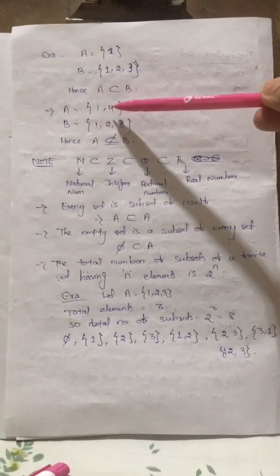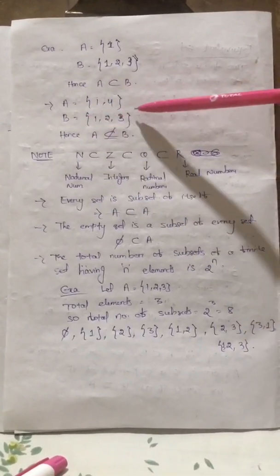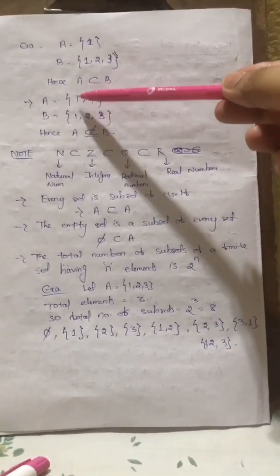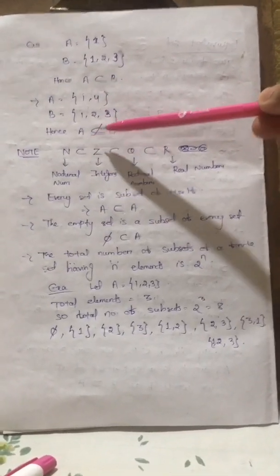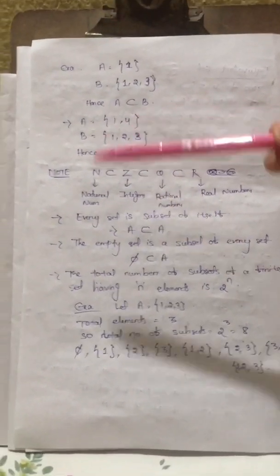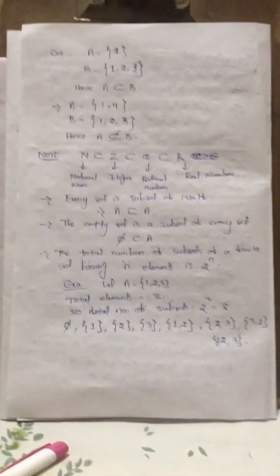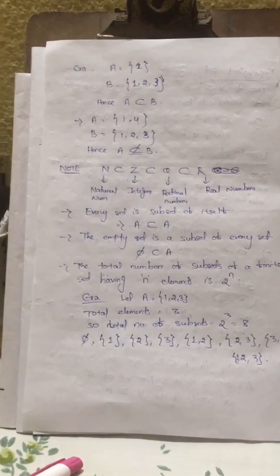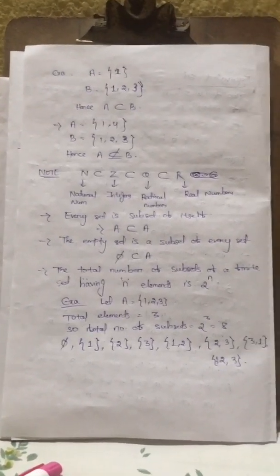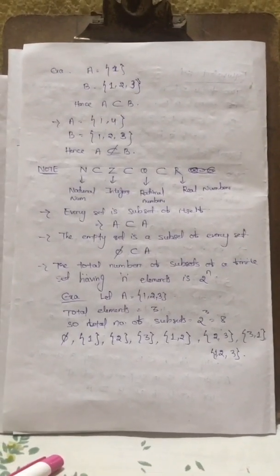Now A is equal to {1, 4} and B is {1, 2, 3}. Here 1 is here, 1 is also here, but 4 is not in the set B, that's why I will write that A is not a subset of B. So subset means all the elements of set A must be in the set B. Only in that case we can say that A is a subset of B, otherwise it is not a subset.